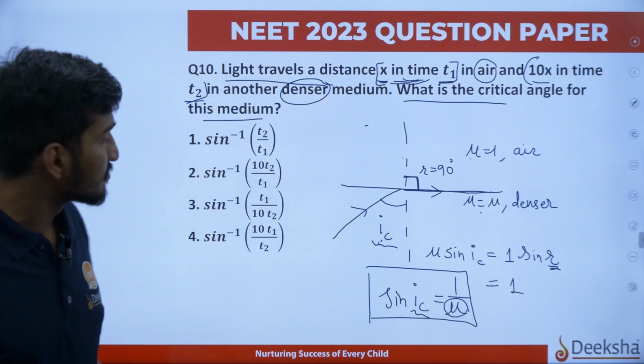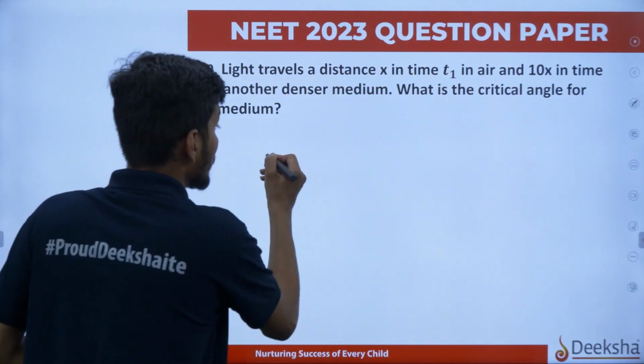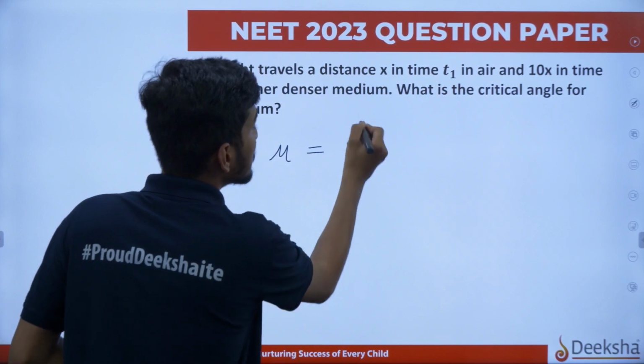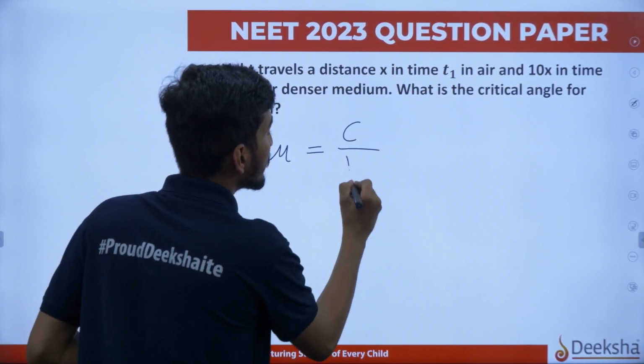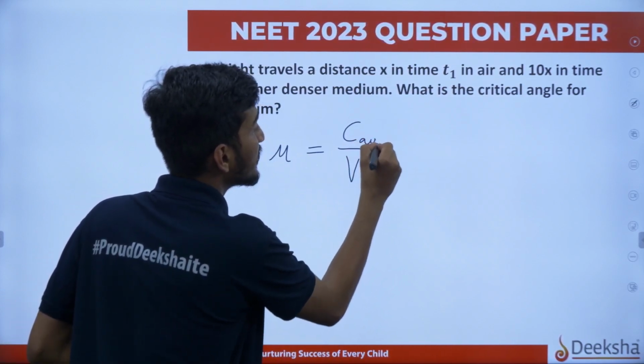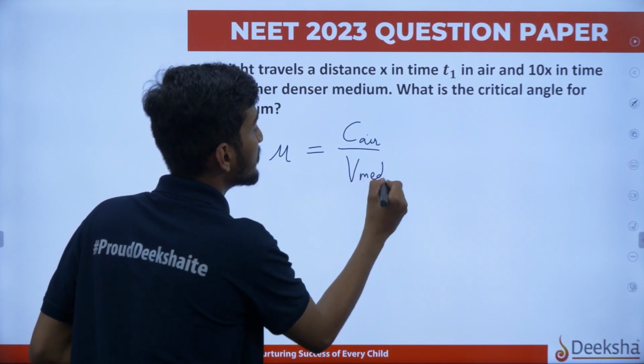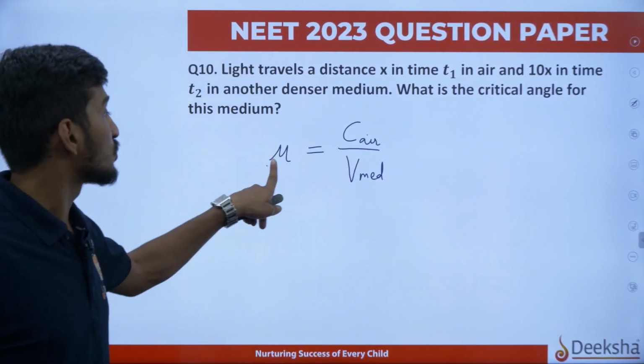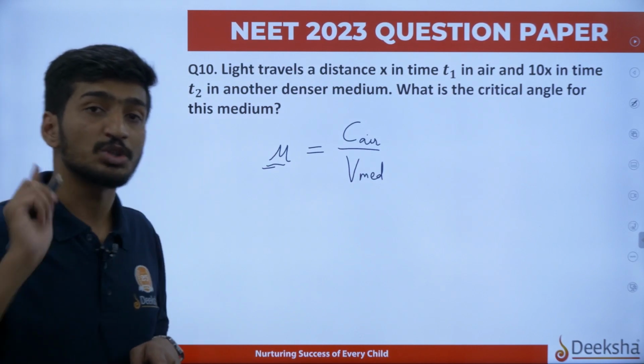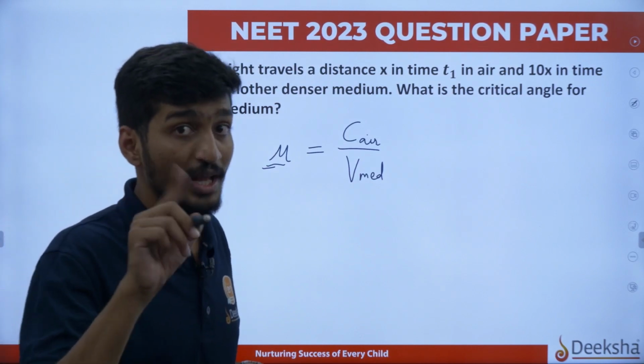There is a simple formula for that. And what's the formula? Some of you might again already remember this formula. Mu is c by v, where c is the speed of light in air and v is the speed of light in the medium. This ratio is called the refractive index. This is another definition of refractive index. You must remember this one as well.